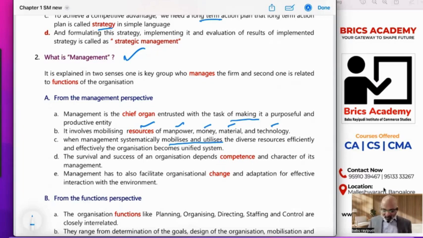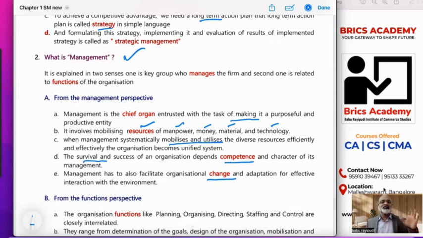Yes, it says the survival and success of the organization is dependent on the competency of the management. If the managers are competent, then the company will be able to survive. The next one: management also brings whatever changes are needed. So see now carefully. Management is the chief department for completion of tasks.